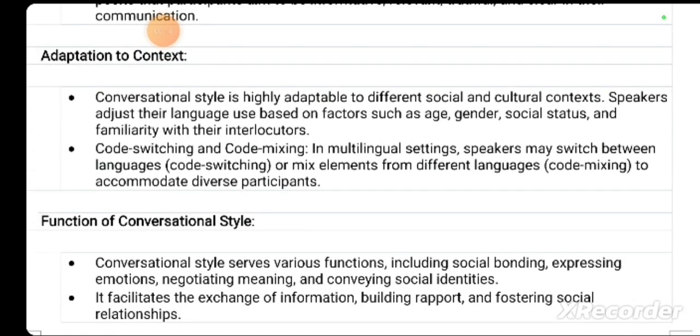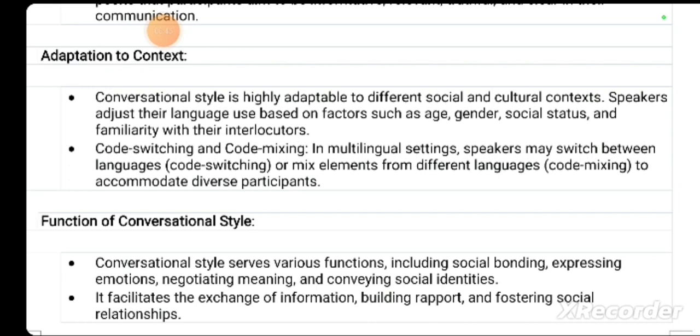There is adaptation to context. Conversational style is highly adaptable to different social and cultural contexts, because it is about conversation, it is about communicating. So one has to be adaptable and suitable according to different social and cultural situations. Speakers adjust their language use based on factors such as age. When you talk to a particular age group, you will talk in a particular way. Sometimes gender is also important. Talking to females and males can also vary in different social contexts.